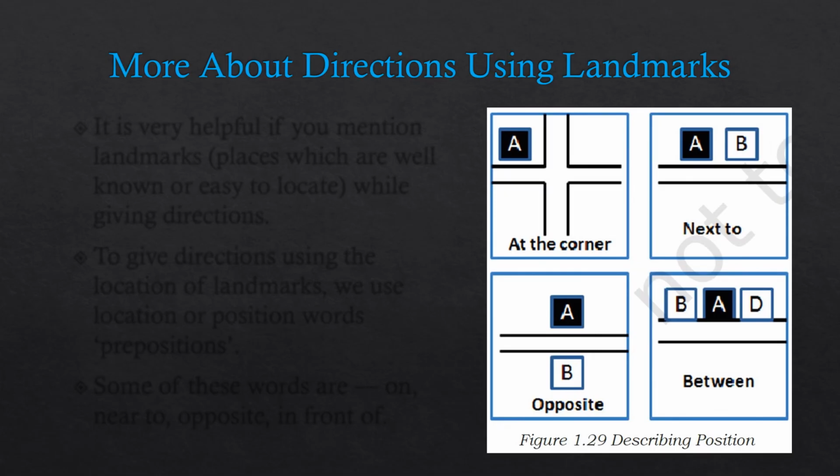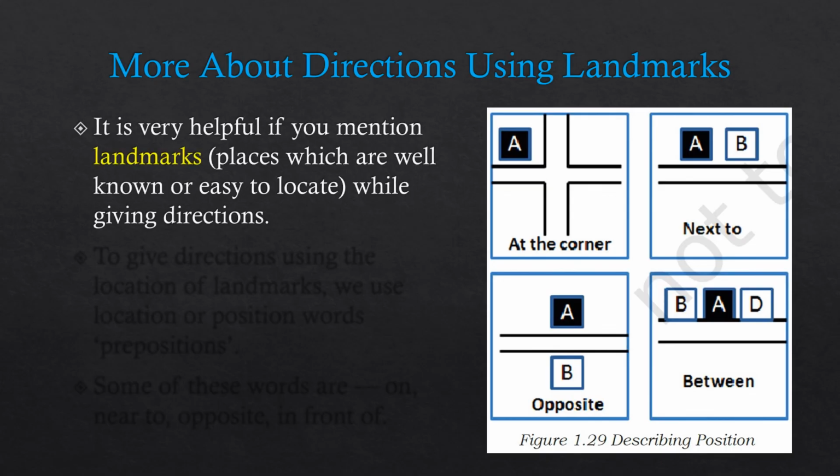Now, the next topic is directions using landmarks. Sometimes the destination is not so famous, but there may be some landmark which is more famous than the destination. So, you can use the landmarks while giving directions so that the person can easily locate that landmark, and with reference to the position of the landmark, they can reach their destination.